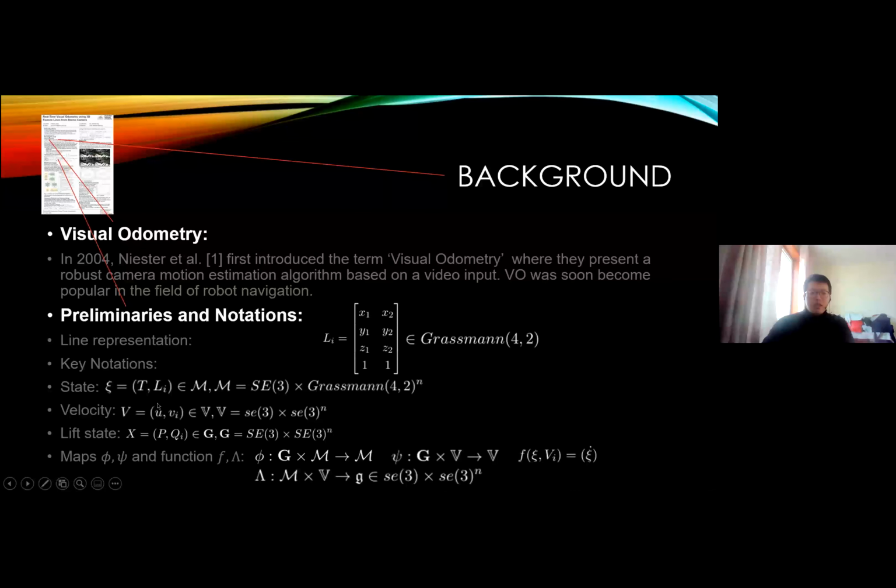The velocity of the state is a skew matrix u and skew matrices vi. This belongs to a space V, where V is actually se(3) times R to the power n, and then the Lie algebra is designed to be p and qi, in space g, which is actually se(3) times R to the power n. And then the maps phi, psi, the linear function f and the lift function lambda have the following structure. Note that the minor g here is not the same as the space V. It's more like a tangent space of the capital G or the logarithm of capital G.